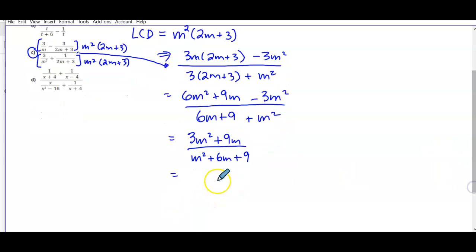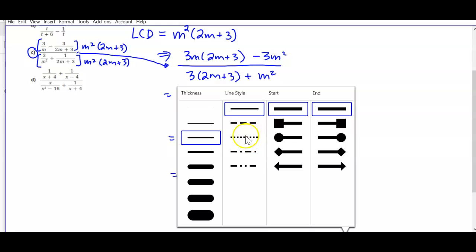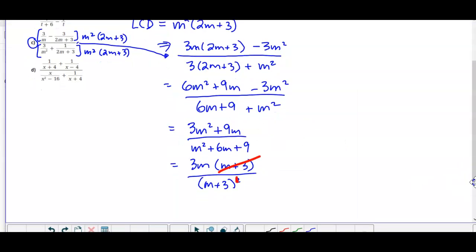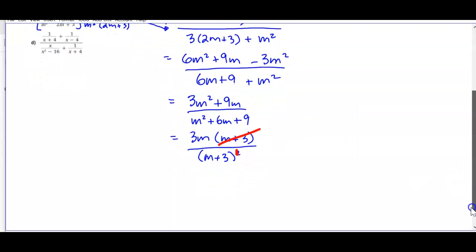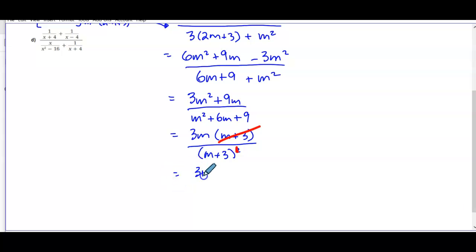And then factor, because maybe you can simplify something here. So that's going to be 3m is common. You're left with m plus 3. And the denominator, that's m plus 3 squared. So now this divides into one of those, leaves you with one of them. And so what we're left with is 3m over m plus 3.